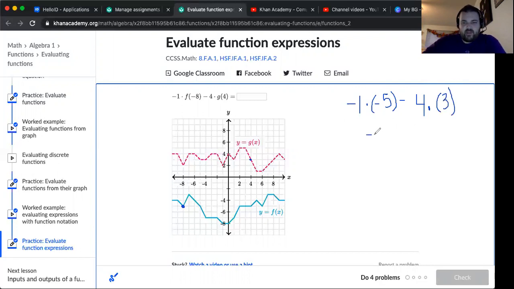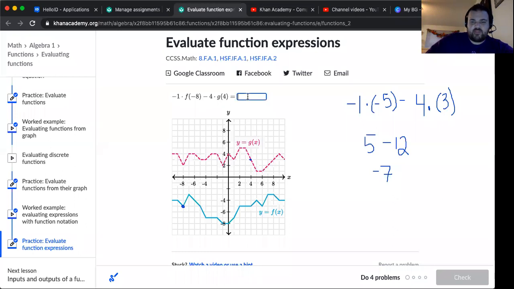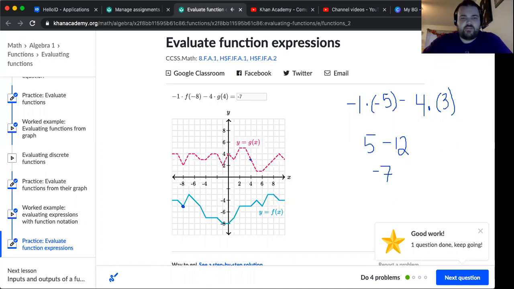-1 times -5, that's a +5, minus 4 times 3, that's 12. 5 minus 12 is -7. So our final answer on this last problem I'm going to do in this video is -7, and hopefully that's 4 for 4, and we did it correct.